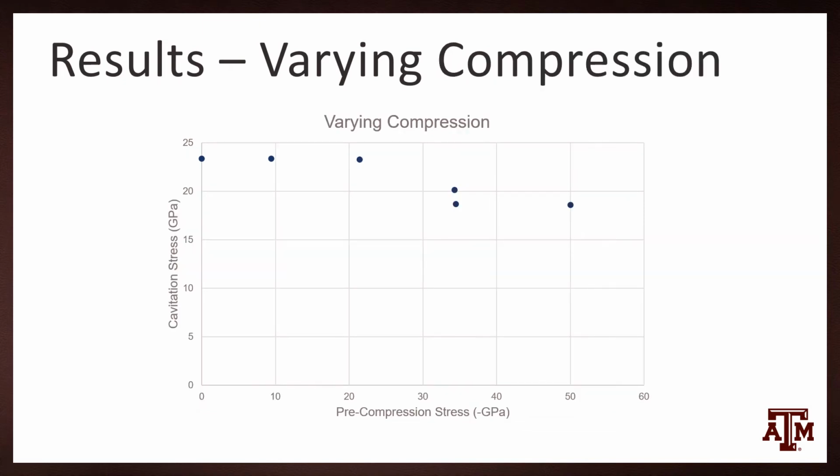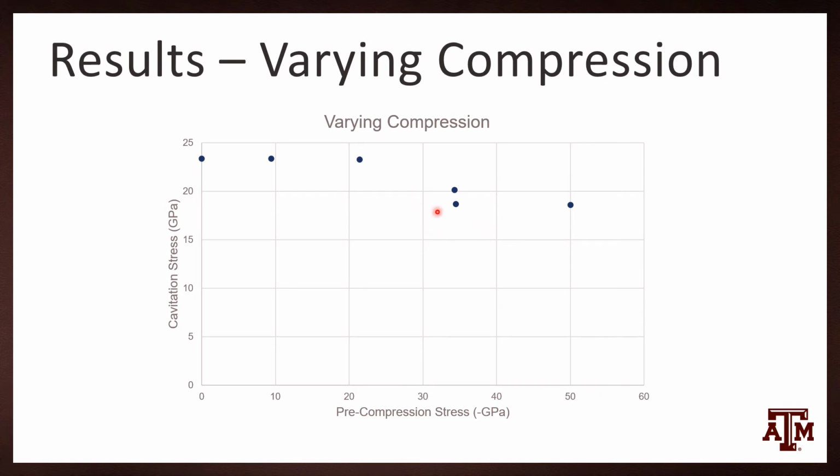In this graph, I varied the amount of precompression in the simulation from 0 to 50 gigapascals, linearly increasing compressive strain each time. With 0 gigapascal precompression, I'm trying to deform a perfect crystal, which is harder to do than when defects are present. The 0 to 20 gigapascal runs don't have enough stress to nucleate defects, so they all have similar cavitation strengths. The more interesting results come from the points around 35 gigapascals.